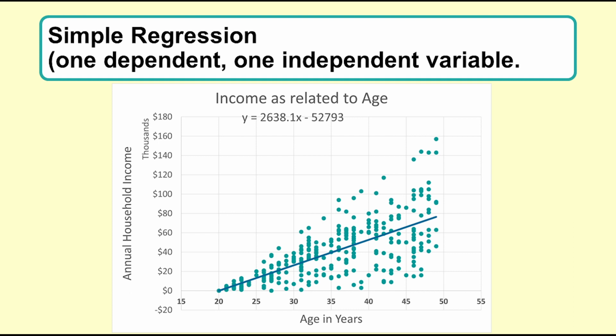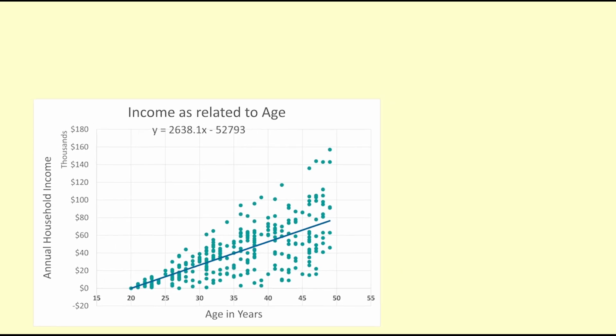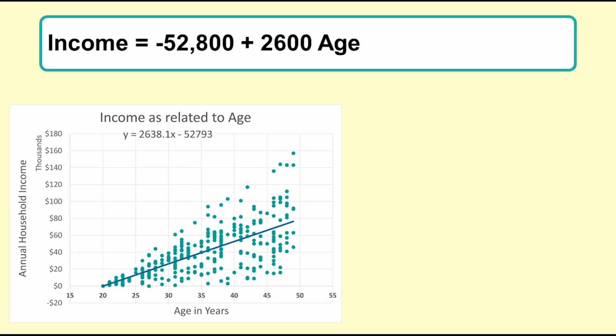Income is the dependent variable and age is the independent variable, so income goes on the vertical axis. There is an upward slope. This makes sense as you would expect people to earn more as they get older. The regression model is income equals negative 52,800 plus 2,600 age.